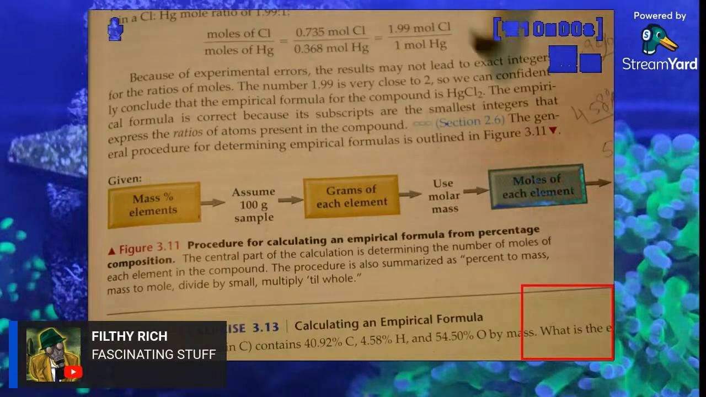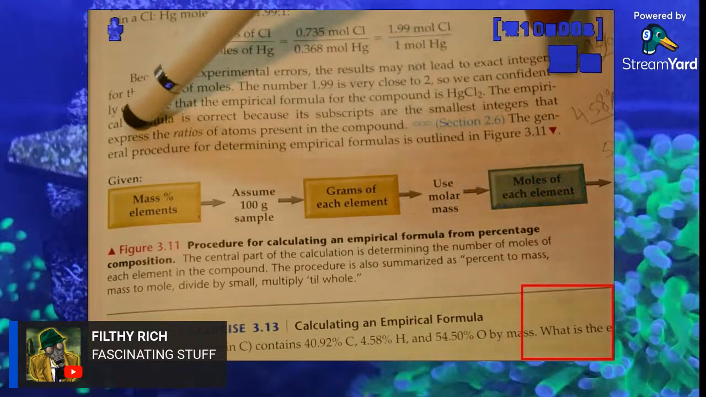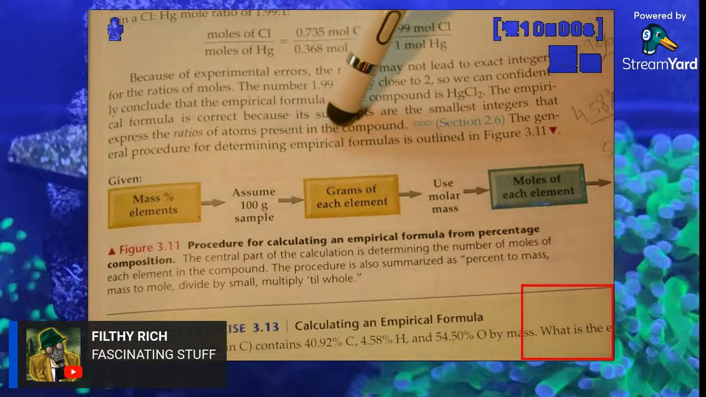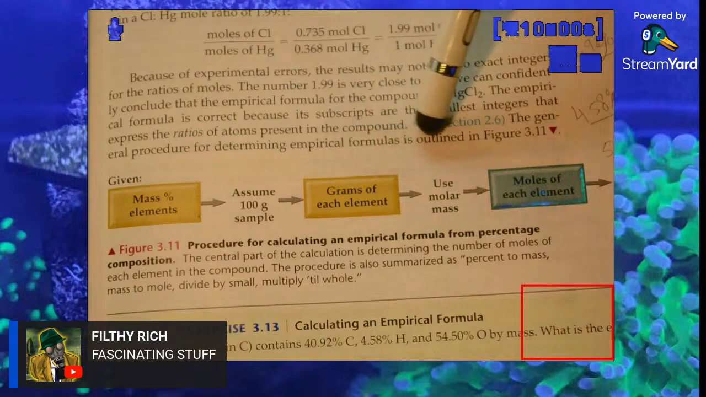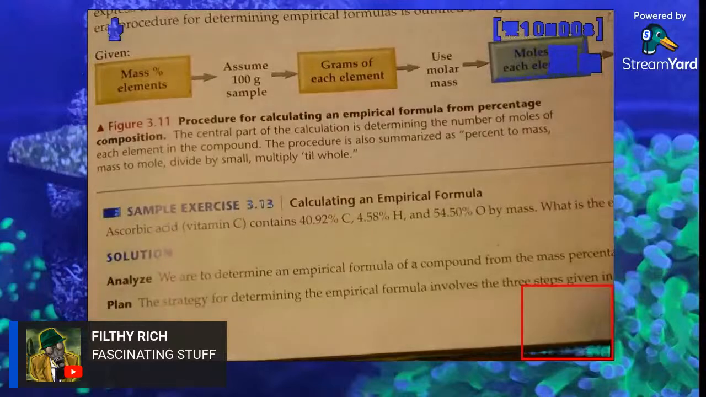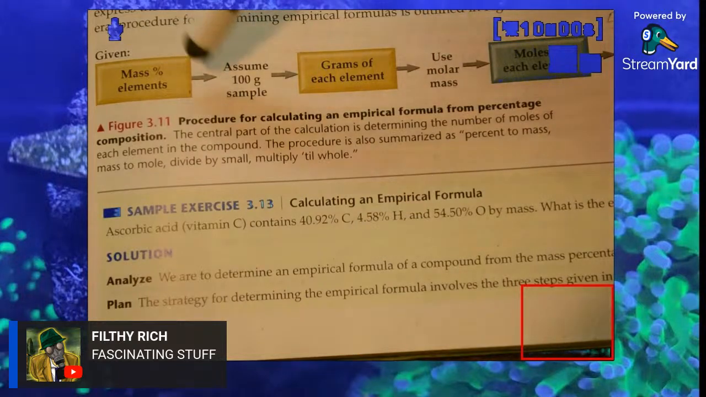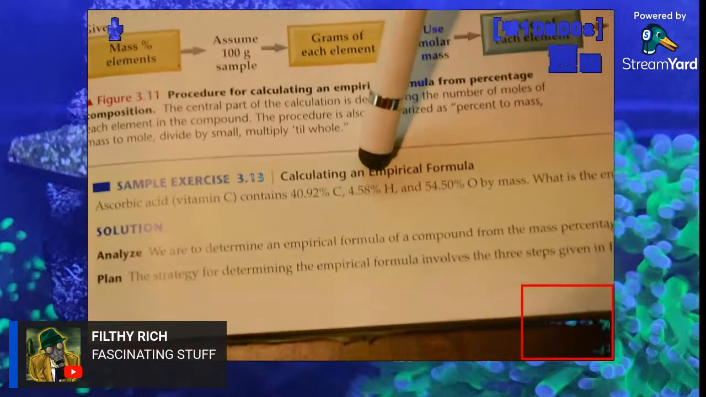The empirical formula is correct because the subscripts are the smallest integers that express the ratios of the atoms in the compound. The general procedure for determining empirical formula is outlined in figure 3.1. So make sure the integers are the nearest whole number, all right? Mass percent of elements, assume a 100-gram sample. You guys can look at that if you want. All right, so calculating the empirical formula of ascorbic acid. We're just going to do this one.